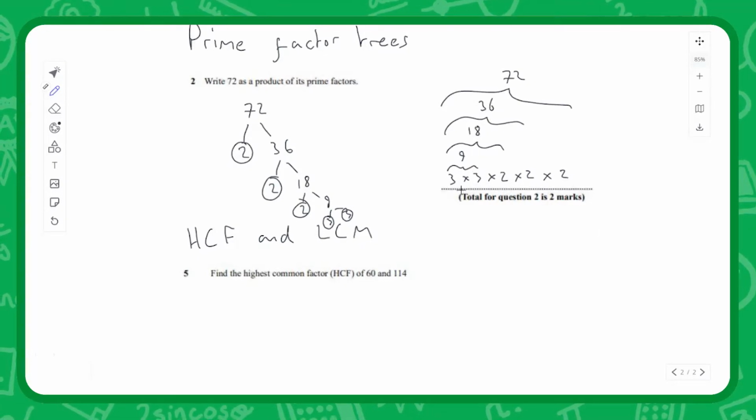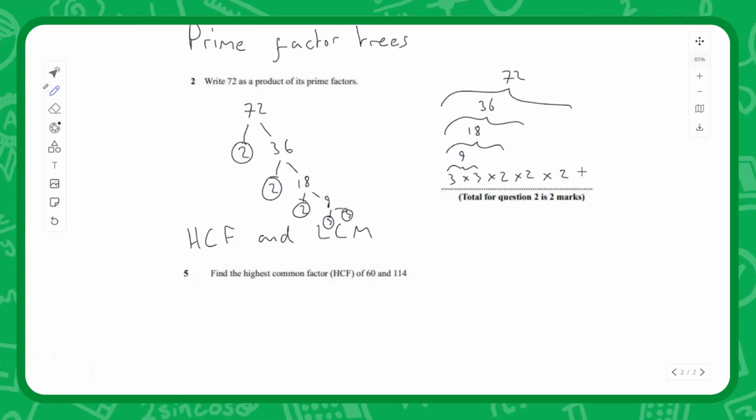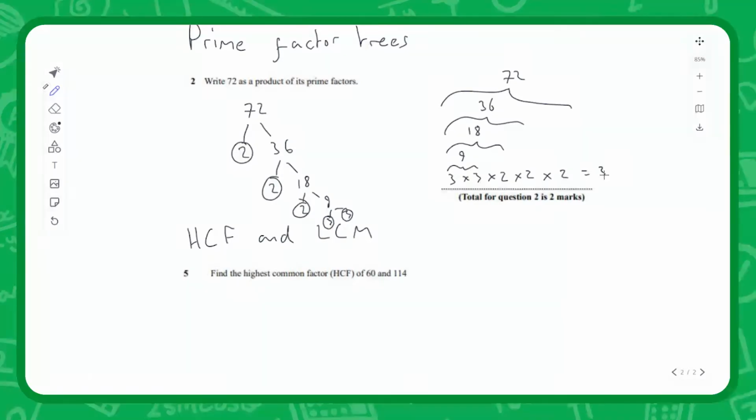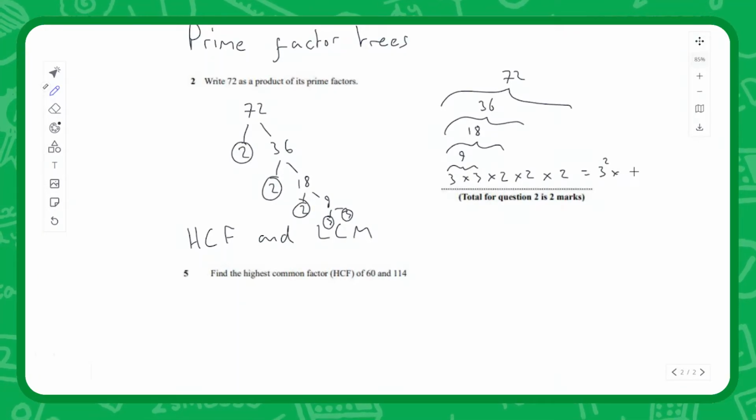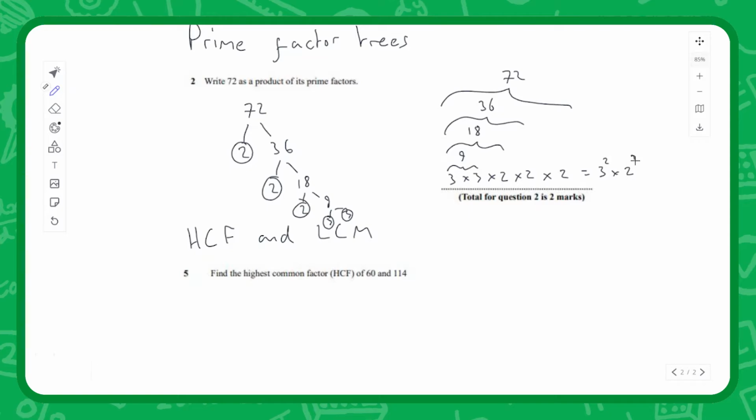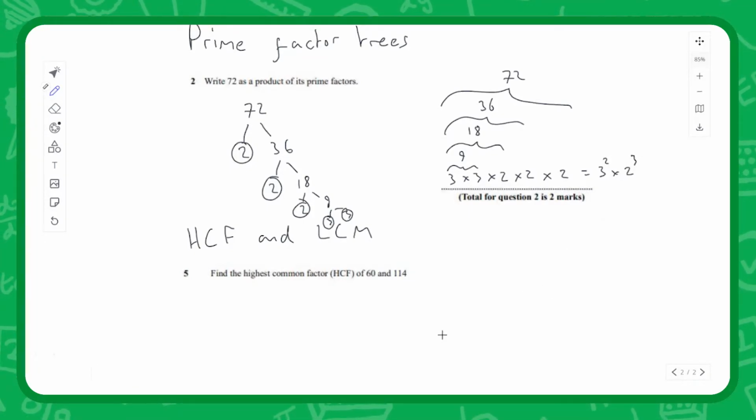And we can be smart about this. We've got 3 times 3 and 2 times 2 times 2. So we could also write this as, well, I know 3 times 3 can be 3 squared, and 2 times 2 times 2 can be written as 2 cubed. Right, let's go on to the harder stuff.